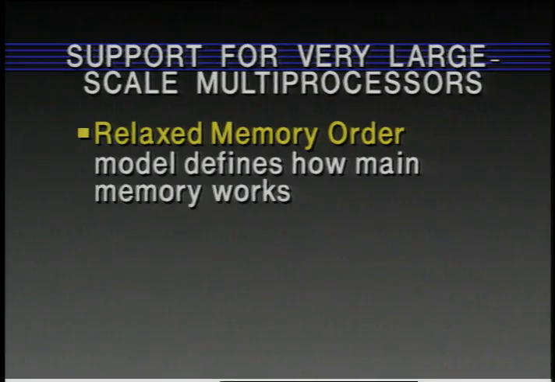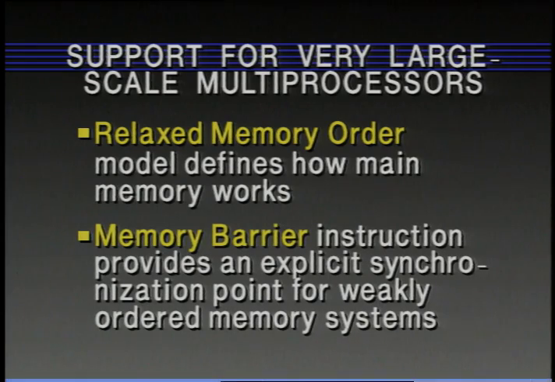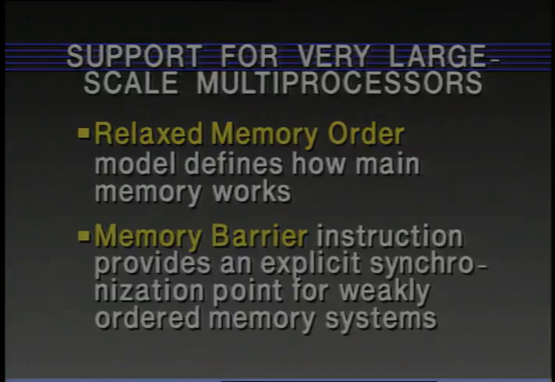When you have a large number of processors, the transactions going on the bus to main memory with multiple levels of caches and store buffers can become very confusing, and it's imperative that one rigorously defines exactly what happens if one is to be able to program at all on these multiprocessor systems. To go along with this new relaxed memory order, we've added a new memory barrier instruction. This instruction will provide an explicit synchronization point for very weakly ordered memory systems.